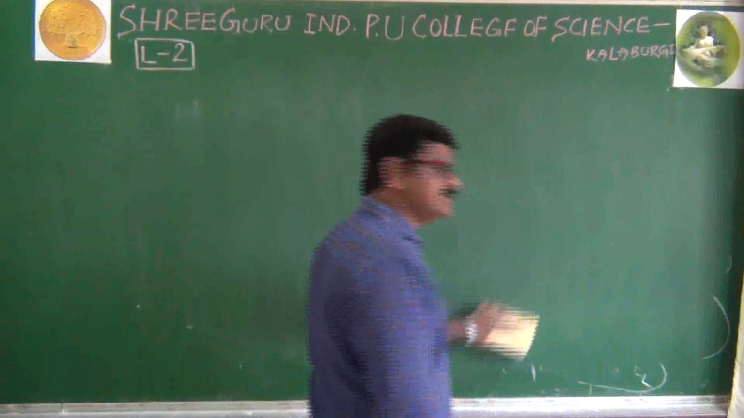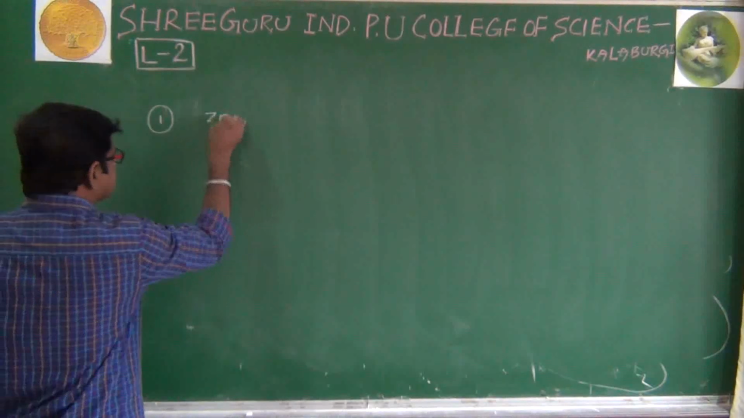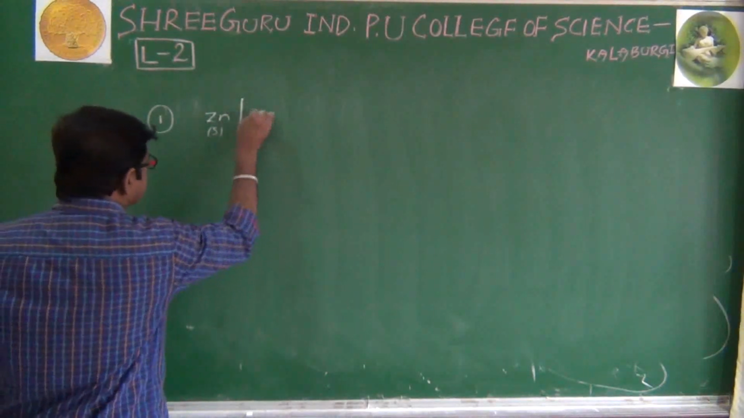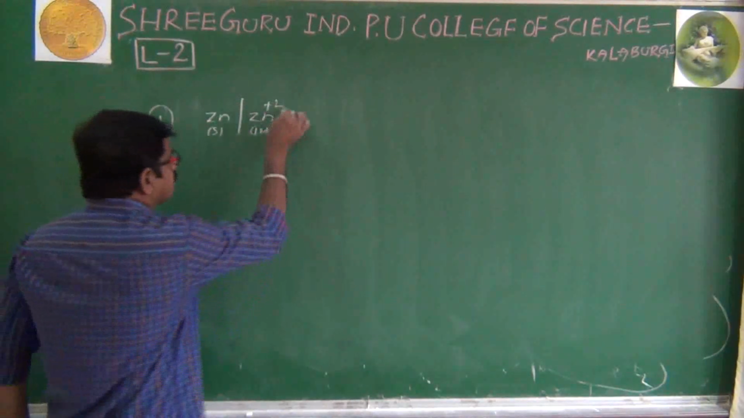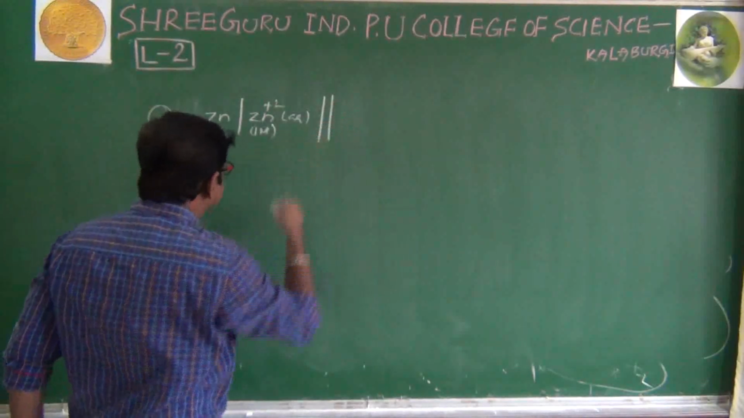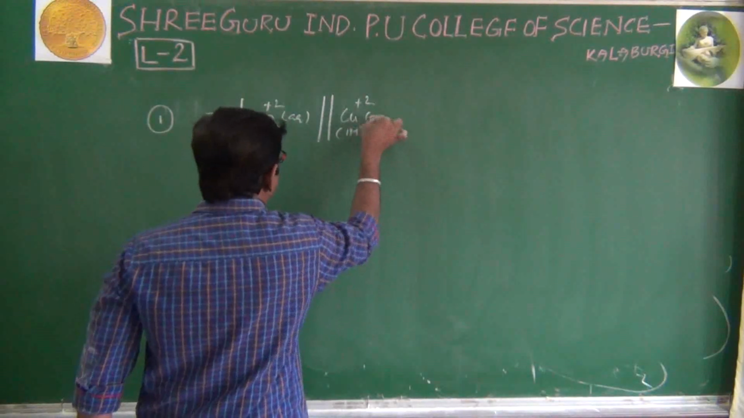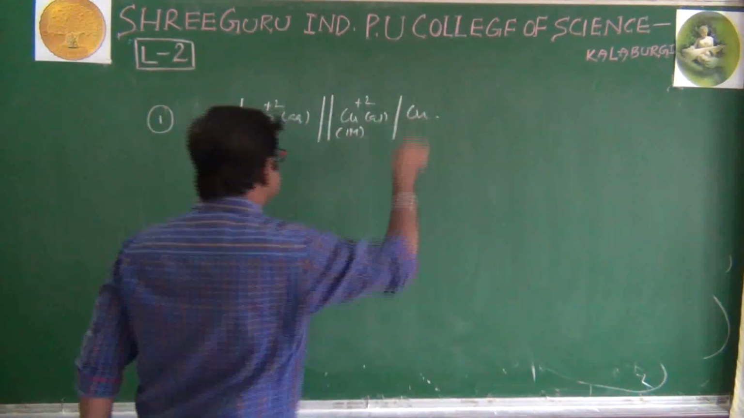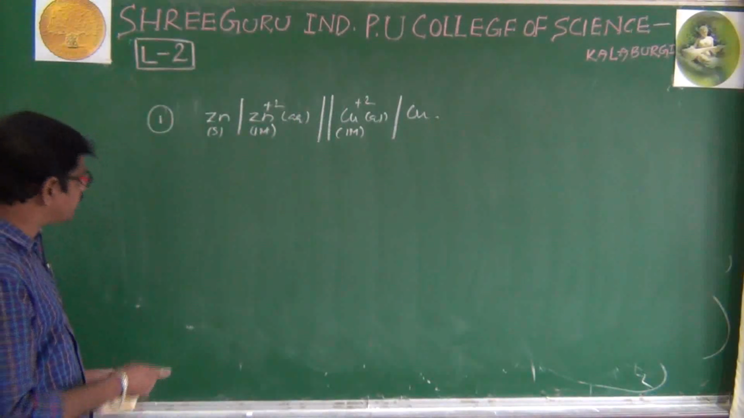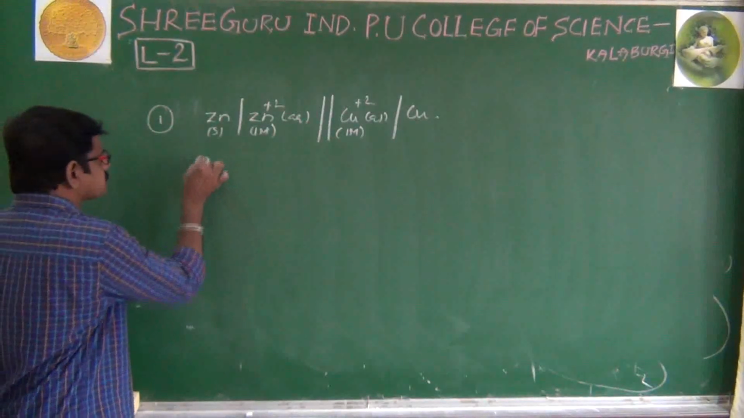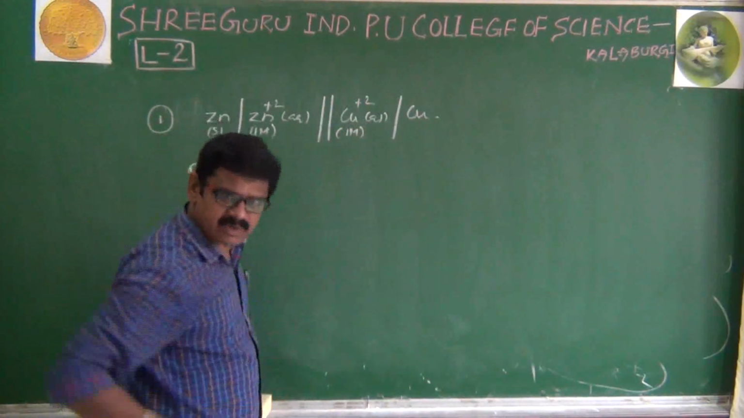Same Daniell cell notation only I am giving here. Number one, first question: Zn oblique Zn plus 2, whose concentration is 1 molar, salt bridge, Cu plus 2, whose concentration is of course 1 molar, oblique Cu. Daniell cell notation has been given. And here I am giving E naught of zinc electrode value as well as E naught of copper electrode value.